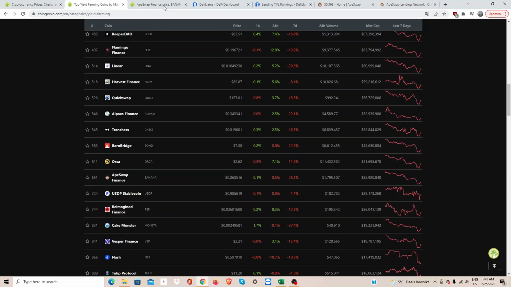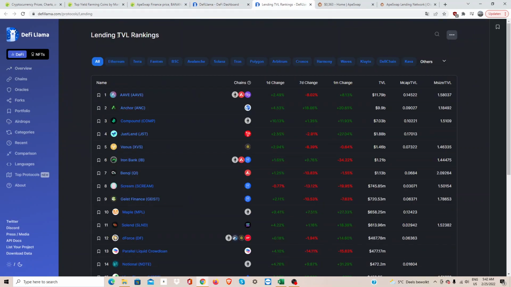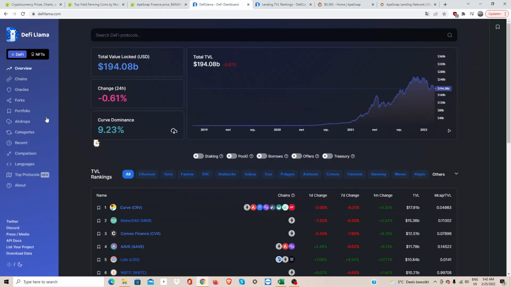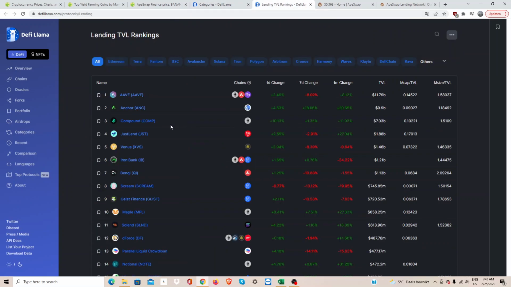And of course, one way to find it is using CoinGecko or CoinMarketCap and searching by category. Another popular website is DeFi Llama. DeFi Llama also has a lending category. To get on this page, all you have to do is, on the homepage, click categories and select lending. Already did that. And here you can see the different lending platforms and their chains.